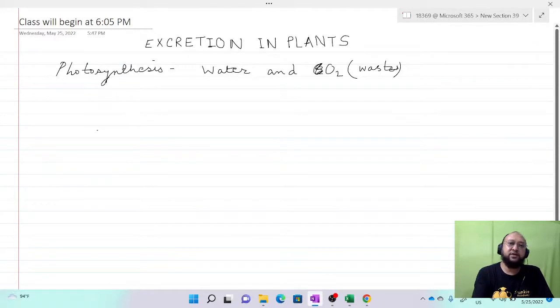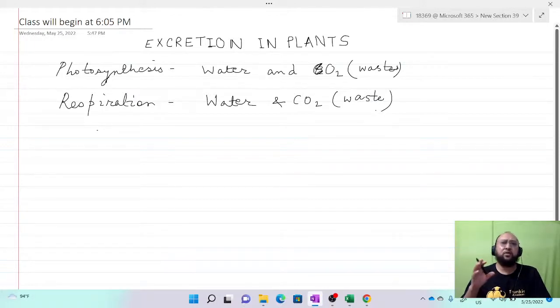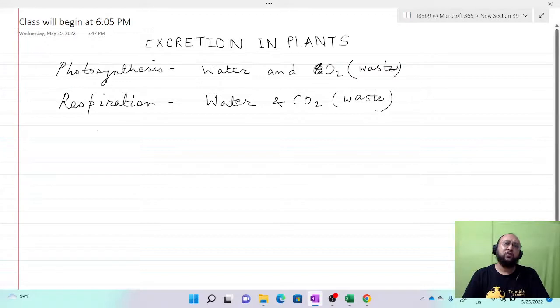In case of respiration, water and CO2 are produced as waste. These are the few examples I told you. There are so many different reactions that take place in the plant body, and those wastes must be removed from the plant body.